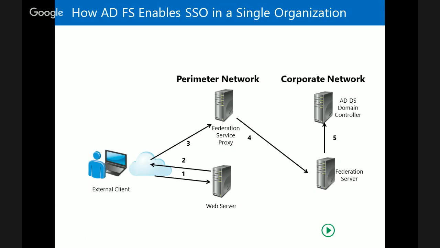That's the information provider. Active Directory does what it needs to do to generate that claim, sends it back to the federation server, which will send it all the way through the proxy back to the client. The client will now be able to access the web server. All that back and forth happens very, very quickly. Pretty nice.